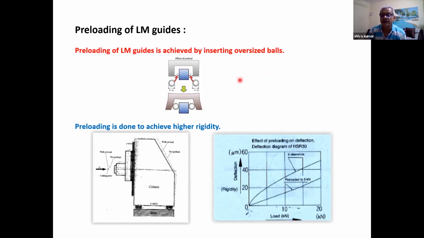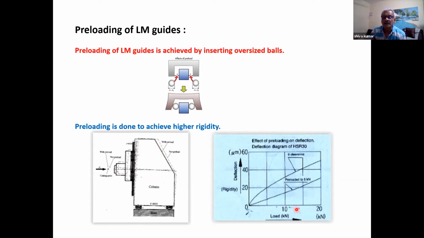When you do preloading, what happens is, you see this sketch. This is a vertical machining center. Supposing you are exerting a thrust like this, drilling, what happens? If there were no preload, the column would have deflected up to this. You can see that, right? Whereas when there is preload, the deflection is very, very small.